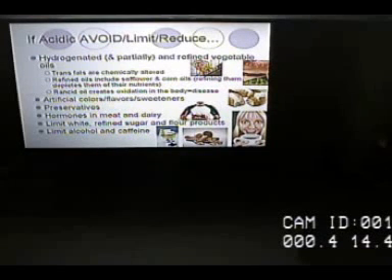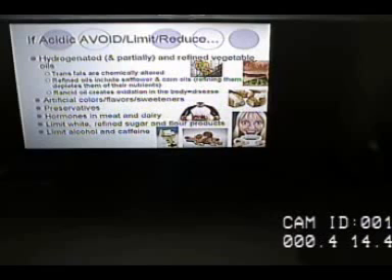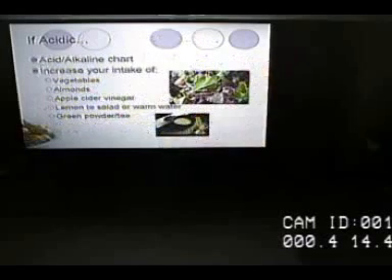So some other things: artificial colors, flavors, sweeteners, preservatives, the hormones in meat and dairy. I mean, this is stuff in general I tell people not to have as much as possible. Limiting white refined sugar and flour products, and limiting alcohol and caffeine.